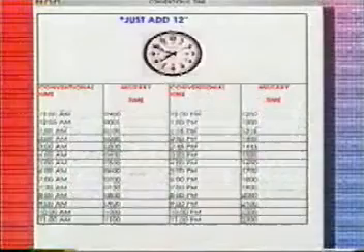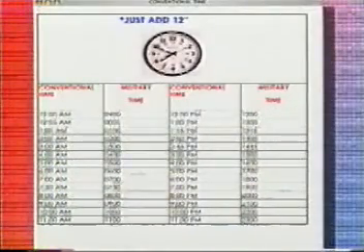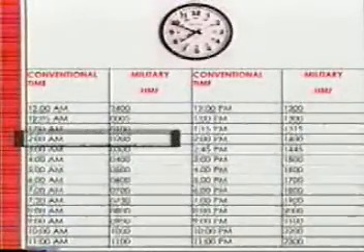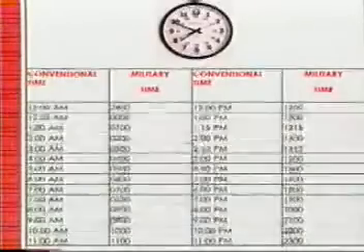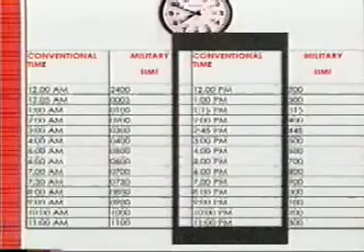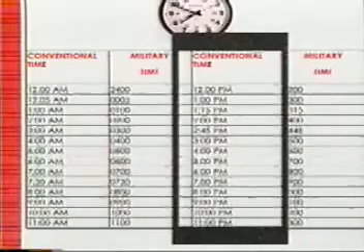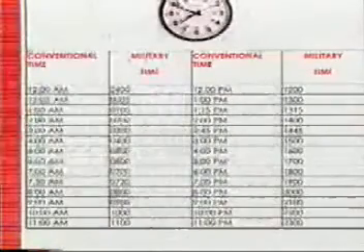If you are using military time, the hours from midnight to noon are referred to as blank 100 hours. For example, 2 a.m. conventional time is 0200 military time. The PM hours, meaning the hours from 12 noon to midnight on the 12-hour clock or conventional clock, can easily be converted to military time by use of a process called just add 12.